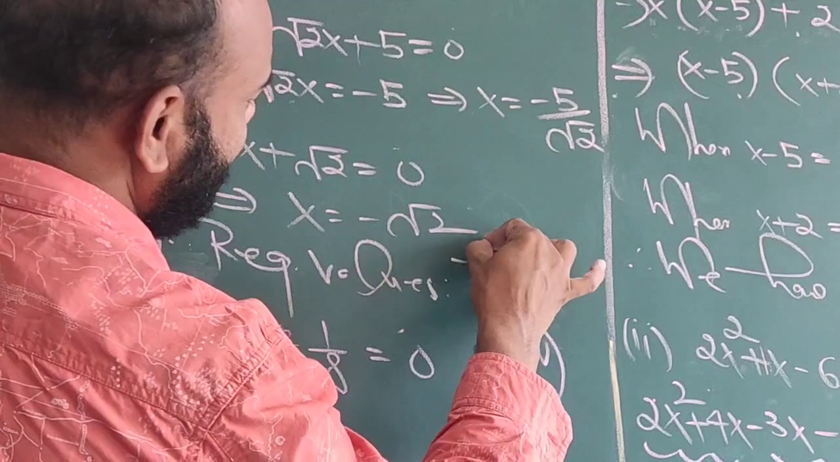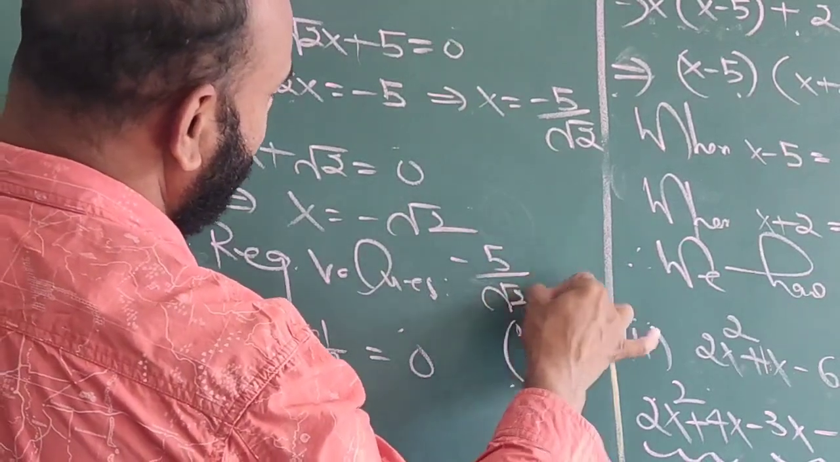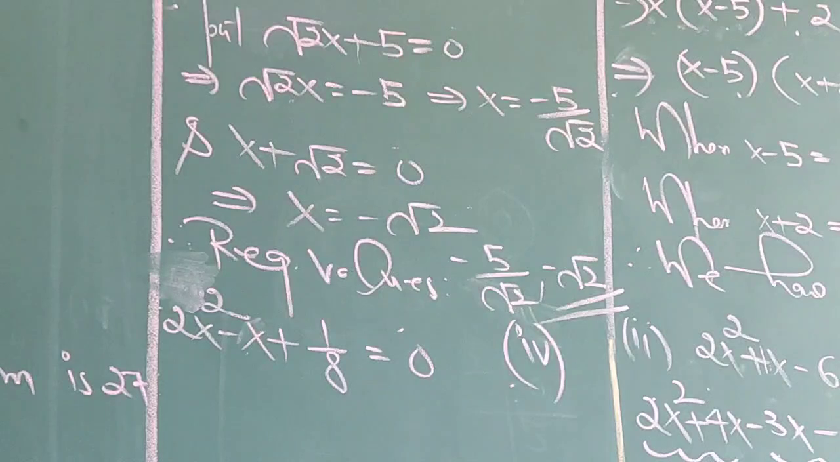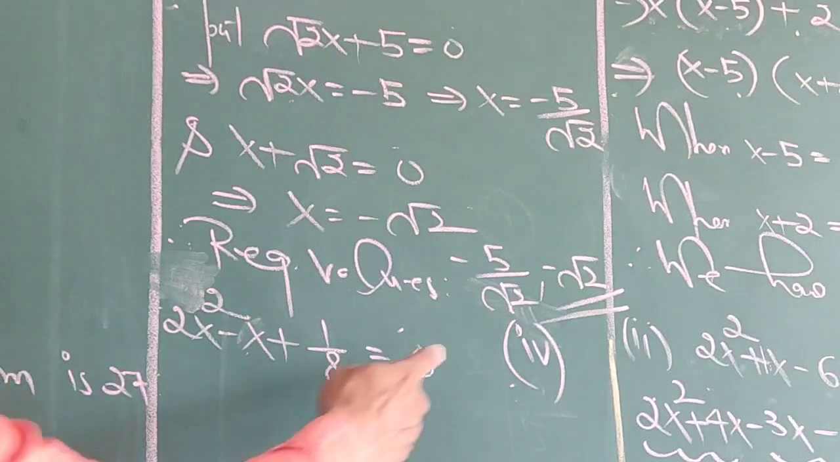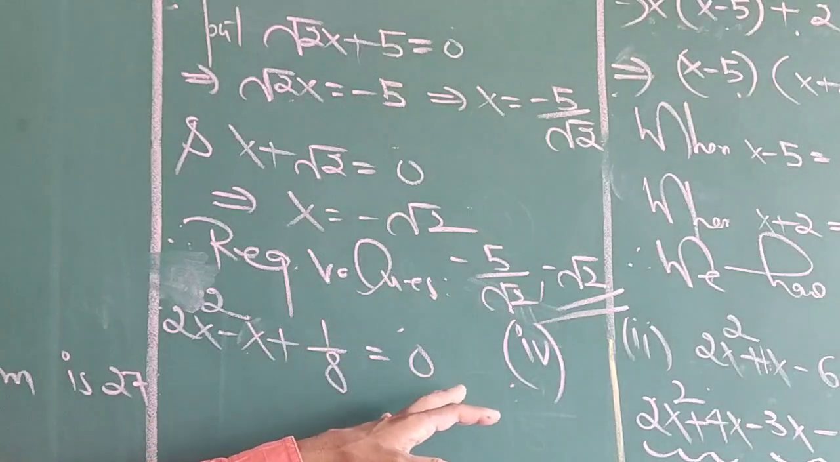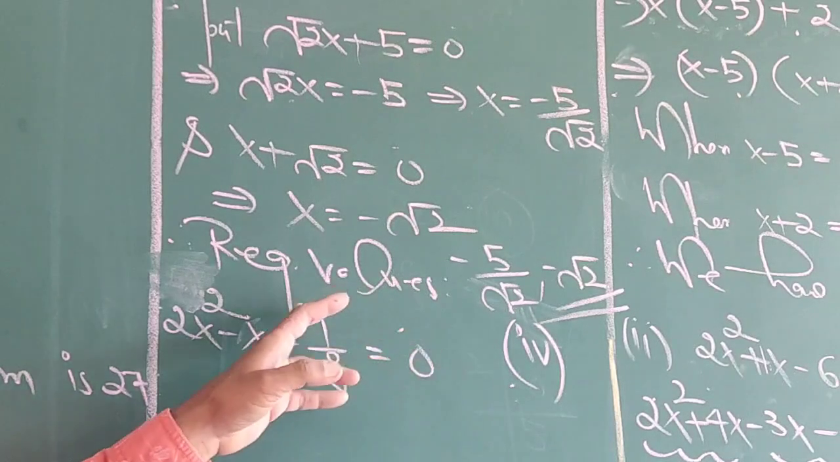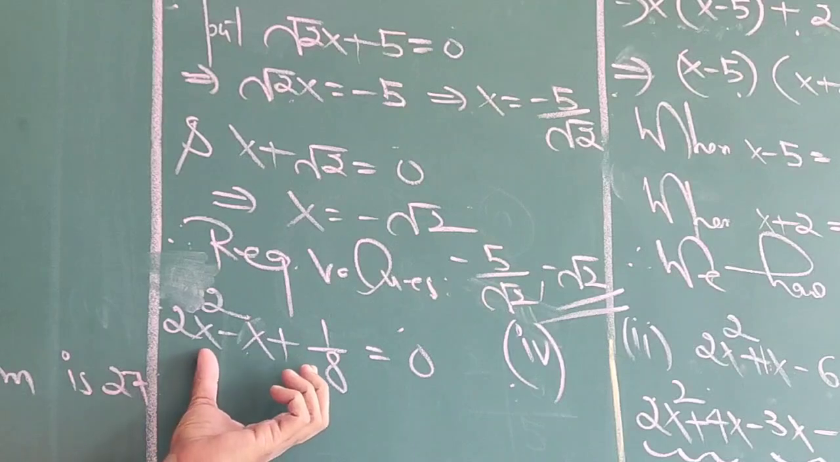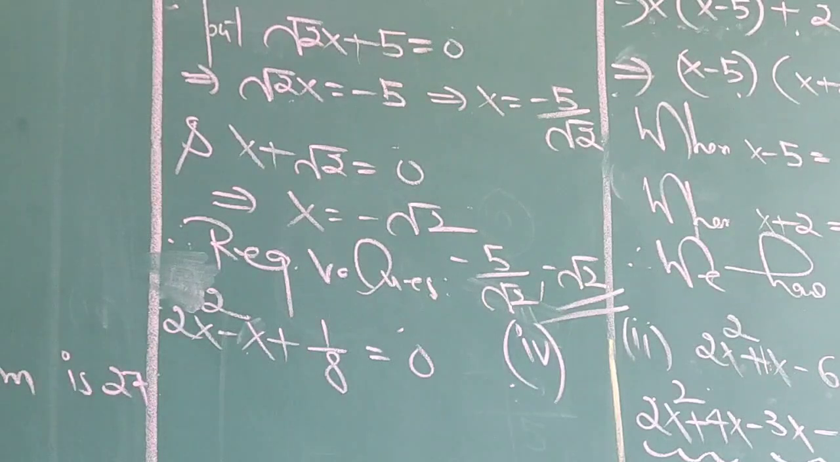And these are minus 5 upon root 2 and minus root 2. And the fourth part of this question is 2x square minus x plus 1 by 8 equal to 0, which is not in the standard form. So first of all, we write this equation in the standard form.